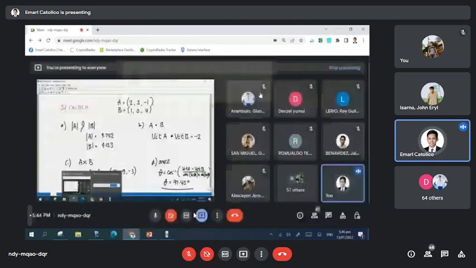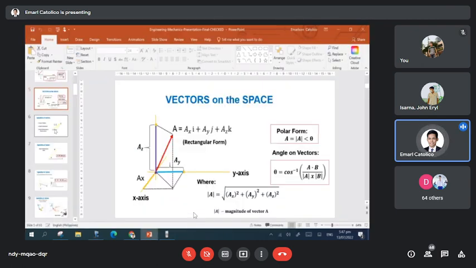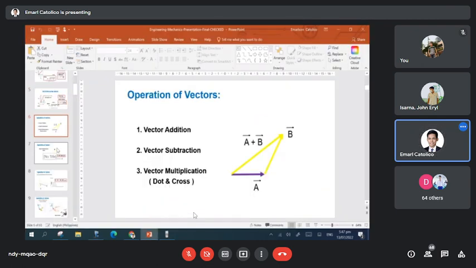Okay, so problem 1.1. Which is true statement about these two vectors? A is equals to i plus 2j plus k, then B is equals to i plus 3j minus 7k. So balik tayo dun sa diniscuss ko kanina, dun sa vector multiplication, dot and cross product.